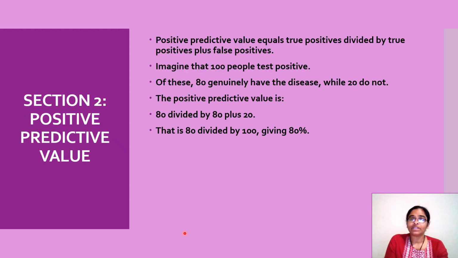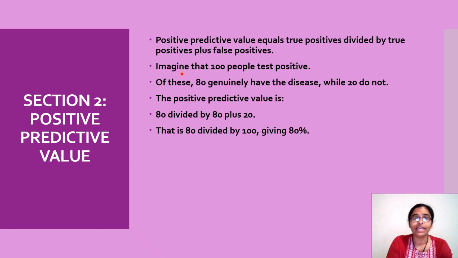Now, positive predictive value equals true positives divided by true positives plus false positives. Positive predictive value asks the question: among all the people who tested positive, how many genuinely have the disease? So, in this case, the denominator contains true positives plus false positives. That means everyone who has a positive test result is included in the denominator.